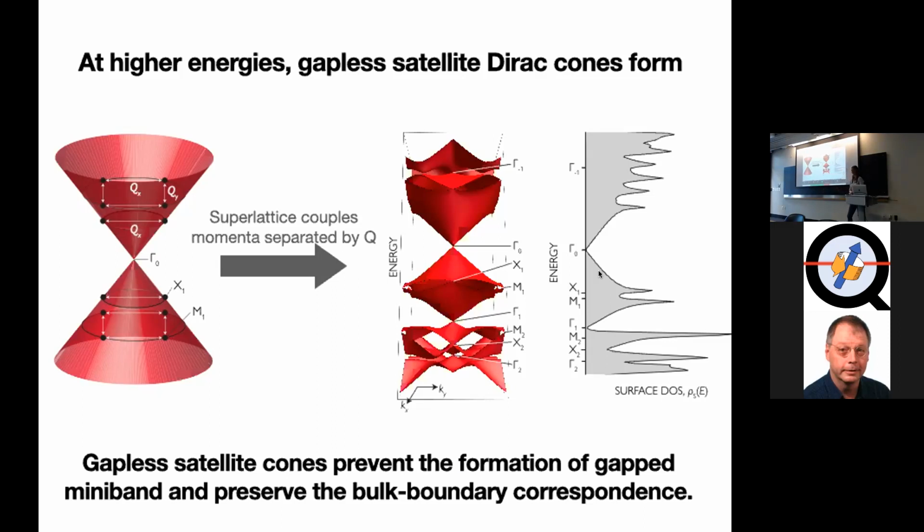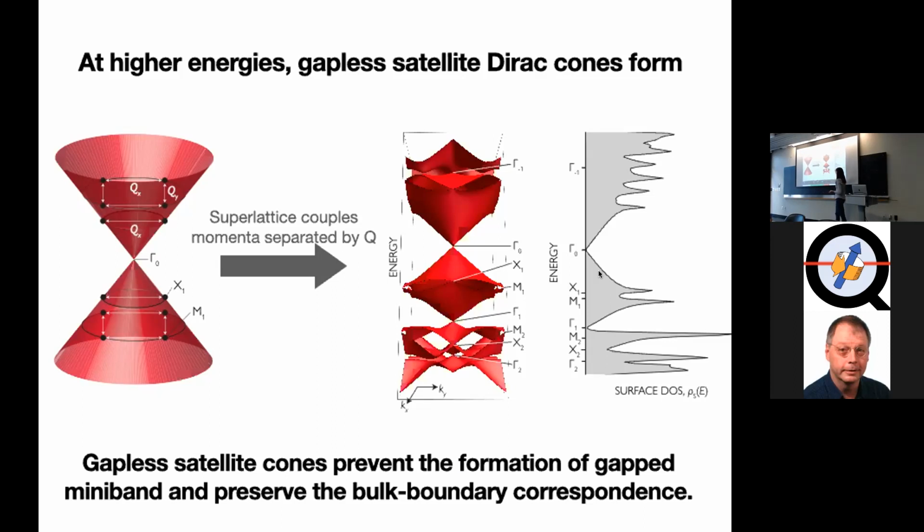Satellite cones, are they at the endpoint or at the A point? Well, actually, this picture is a square lattice. So I'm calling it gamma, X, and M. So M is pi pi, and these would be 0 pi and pi 0. And yes, they occur at all the TRIM points.